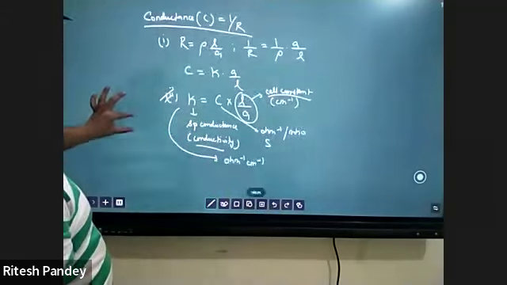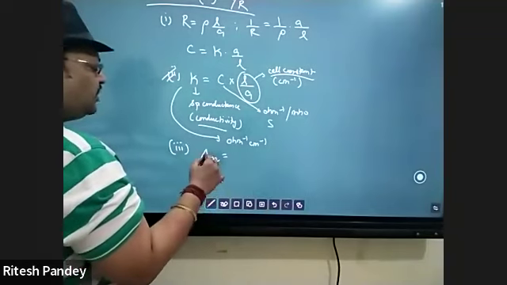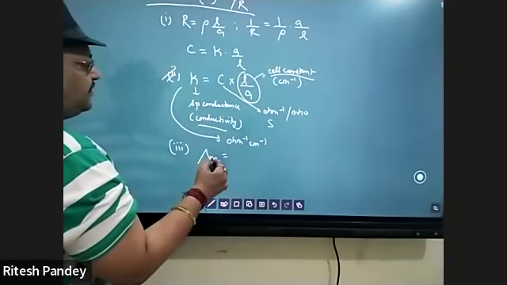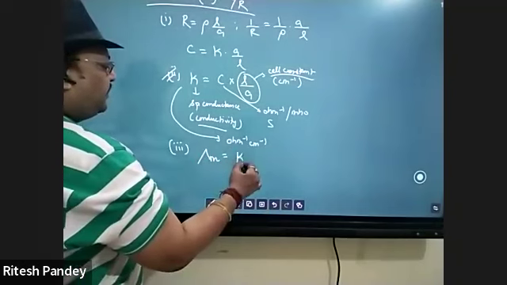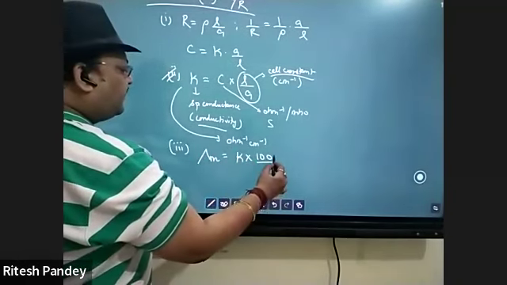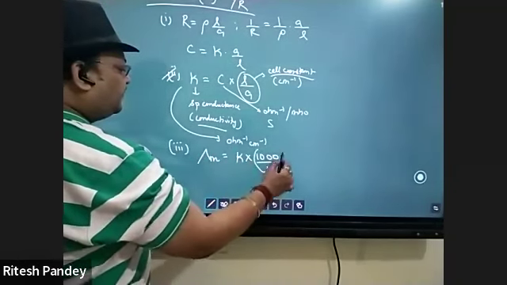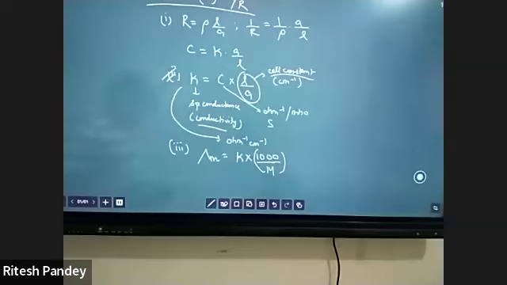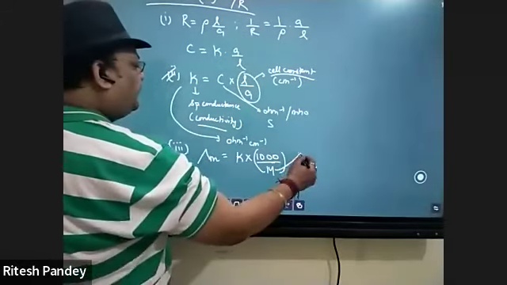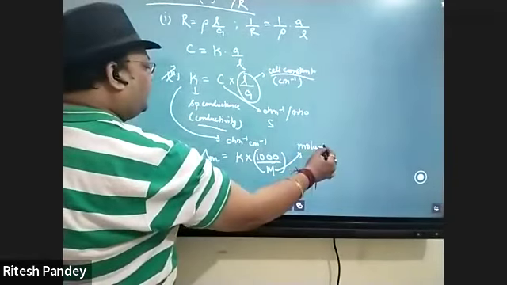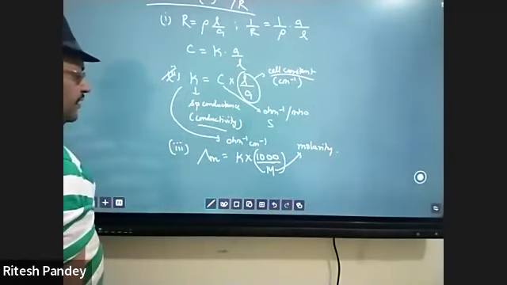Next formula is certainly about molar conductance. Now, molar conductance, which is due to conductance of all the ions per mole, would be very popularly represented as kappa into 1000 by M. I hope you remember this form. Now, 1000 by M, when M is the molarity.